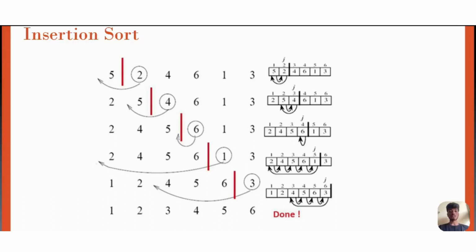This is the insertion sort in the particular image. You can see 2 is less than 5, so 2 is in the sorted list, and it is 2 4 5. Next 2 4 5 6, then 1 2 4 5 6, and at last 3 also comes into the sorted list, and the last array will be 1 2 3 4 5 6. Before it was 5 2 4 6 1, an unsorted list.